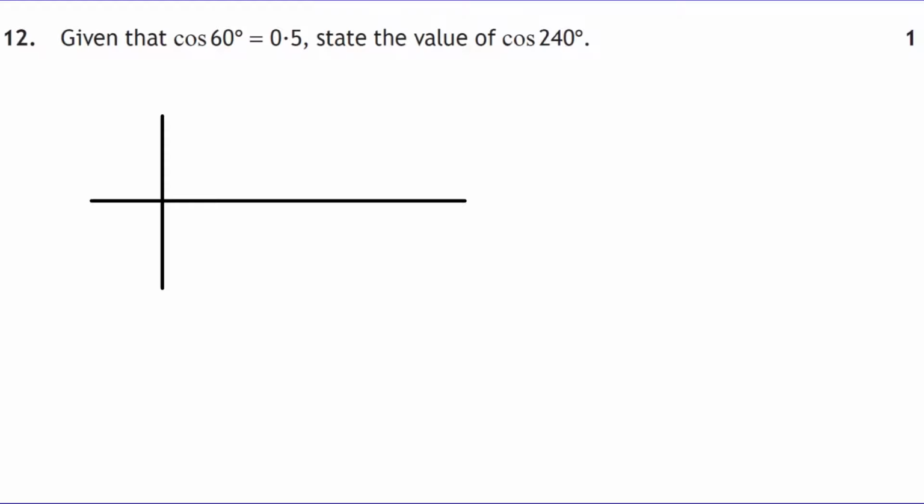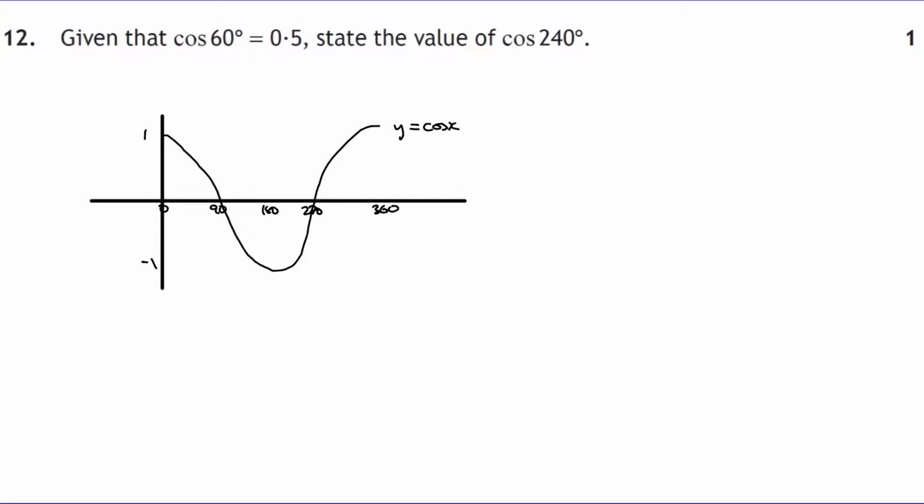We've got something that goes roughly like that. That's not particularly great, but it'll do. Minus 1, 0, 90, 180, 270, and 360. So that's the graph of y equals cos x. This is what the question is basically asking. Do you understand what happens on the graph of cos x?